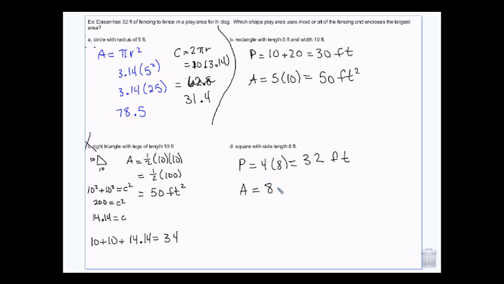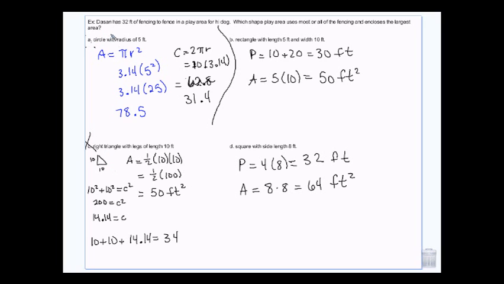Okay, the area of a square. Here we use exactly all of the fencing, but we get 64 square feet of area. Here we use not quite all of the fencing and get 50 square feet of area. Here we use not quite all of the fencing and we get 78 square feet of area. And then here we don't have enough fence. So when it says right triangle with legs of length 10 feet, it's talking about 2 legs, right? We've got 2 legs, but we have to find the other leg, which was 14.14.